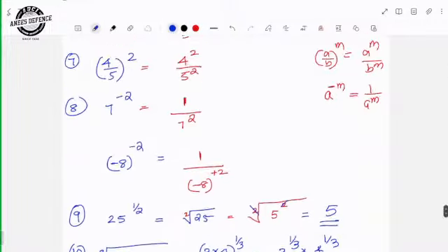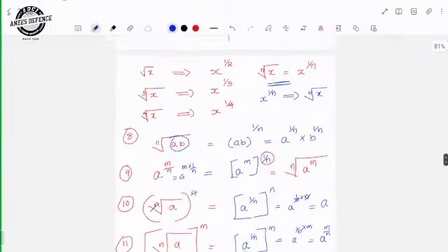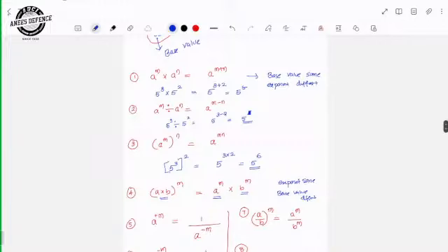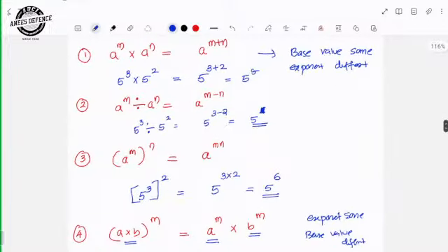These rules are very important for basic calculations, and this concept is very important. Different formulas we discussed: a raised to m into a raised to n is a raised to m plus n. If it is division, a raised to m by a raised to n is equal to a raised to m minus n. a raised to m, the whole raised to n, is equal to a raised to mn.